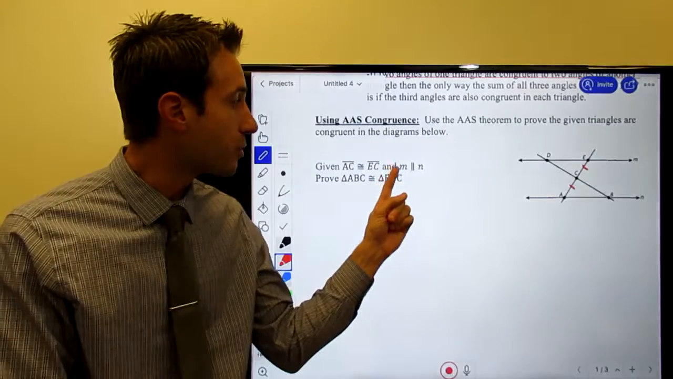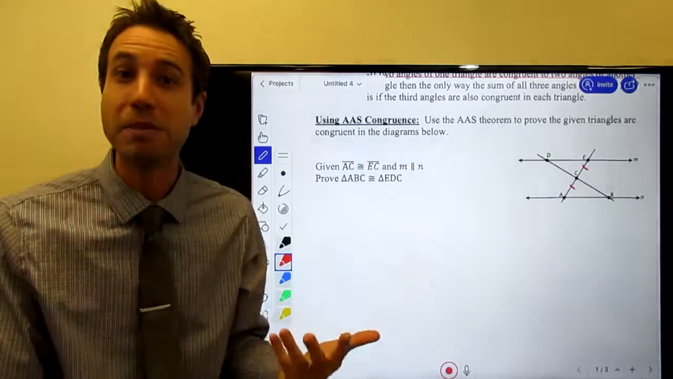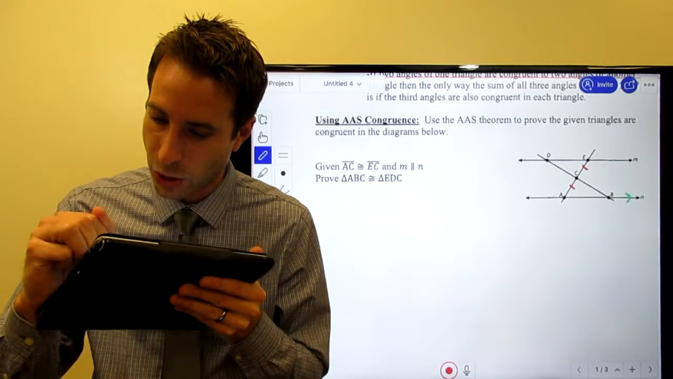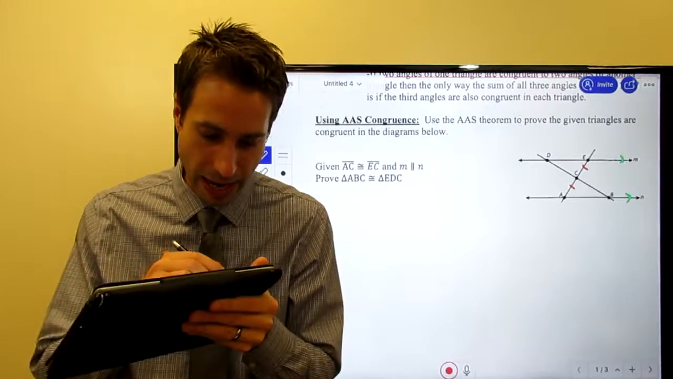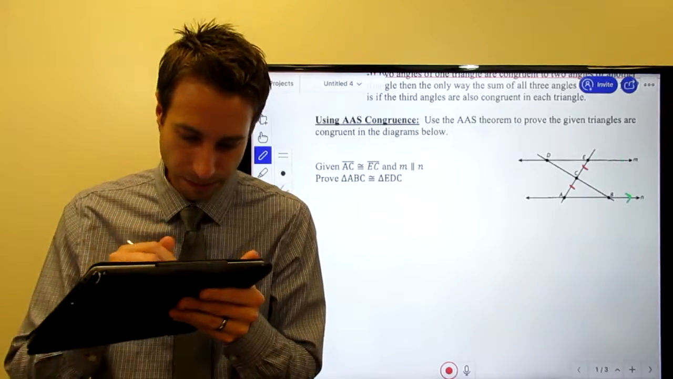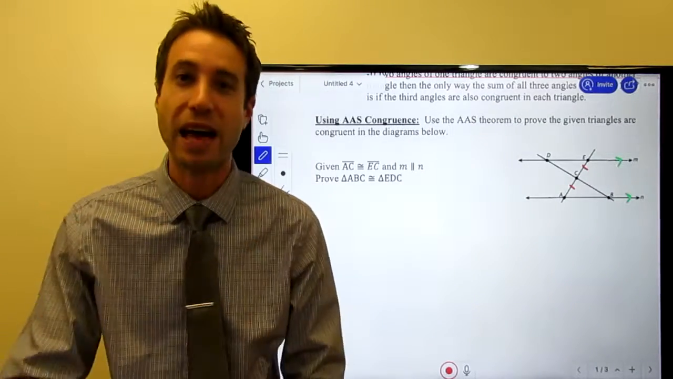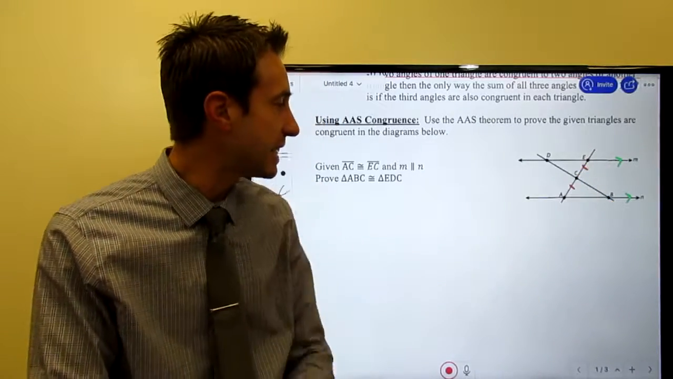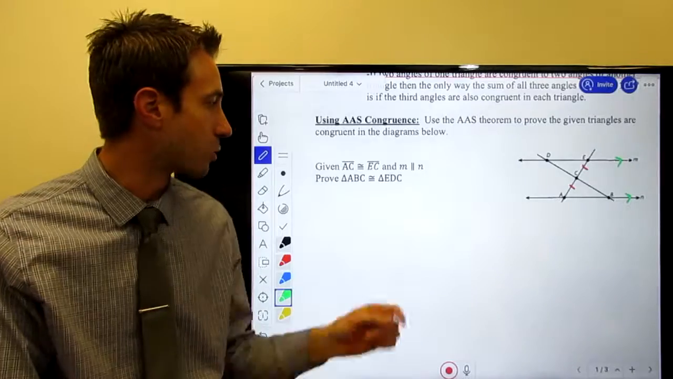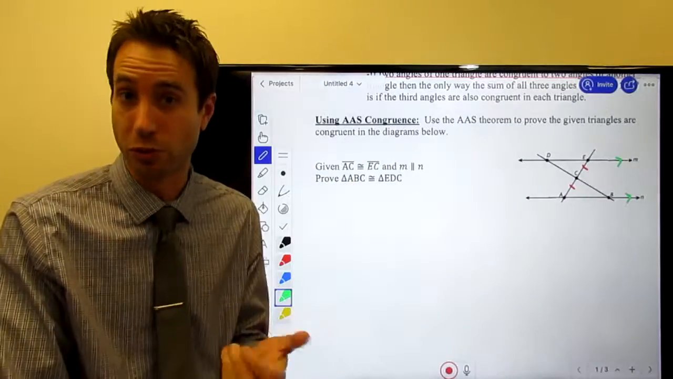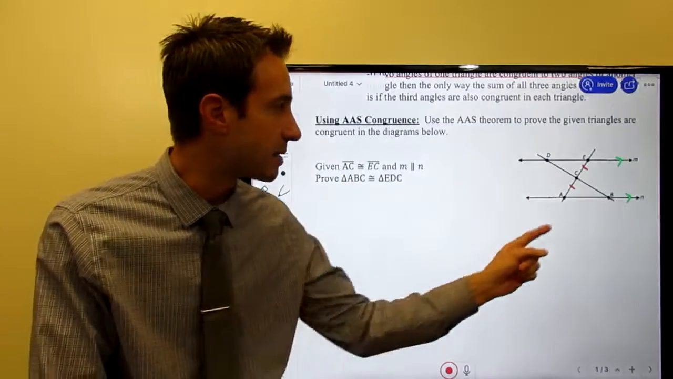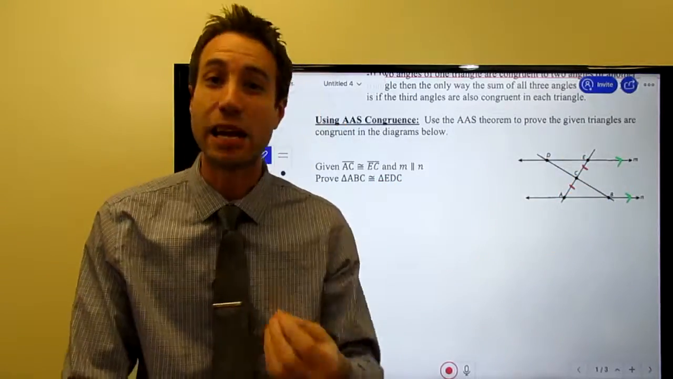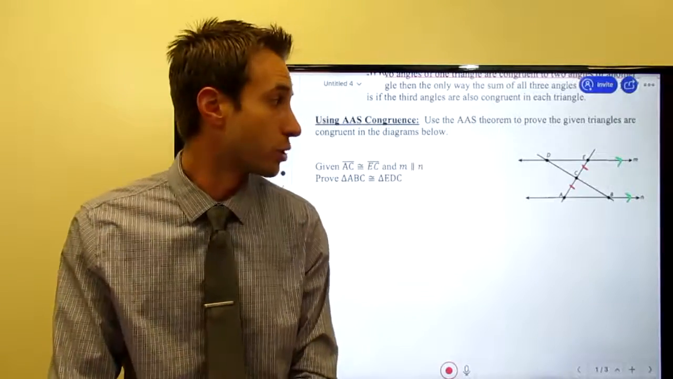I also tell you that M and N, that little symbol there, means parallel. They're parallel lines. Let me put that on here as well. Remember, the way that we show parallel lines is by putting those little arrows right on those lines, and that tells me that they are parallel. So M and N are parallel, and AC and EC are congruent segments. What I need you to do is prove. Can you prove that triangle ABC and triangle EDC are congruent triangles?